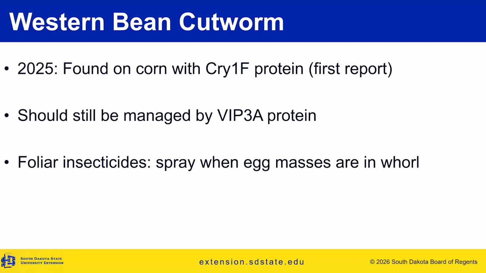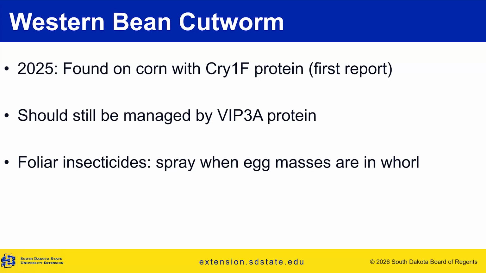One of my theories is that maybe those strong southerly winds we had in 2025 spring blew some of the moths that we typically don't see up into South Dakota, and as a result, we had pressure. This should still be managed viably through the VIP3A protein in corn, but we will have to start investigating that a little bit further.